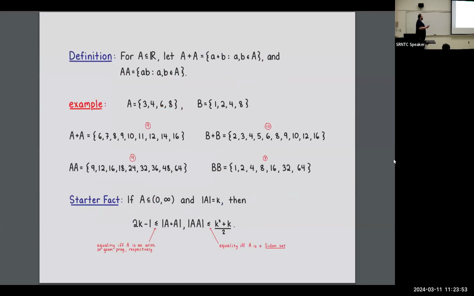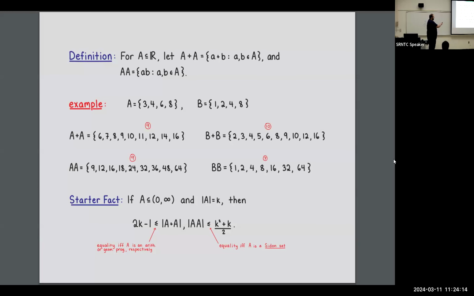So here's the central problem. If you have a set of numbers, you can look at its sum set and its product set. That's basically what it sounds like. The sum set is all the pairwise sums, including adding an element to itself. And the product set is all of the pairwise products.